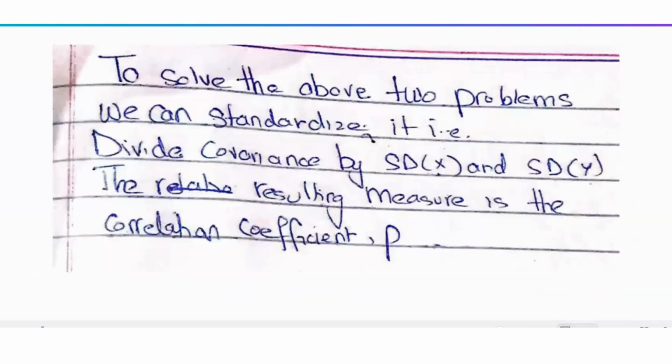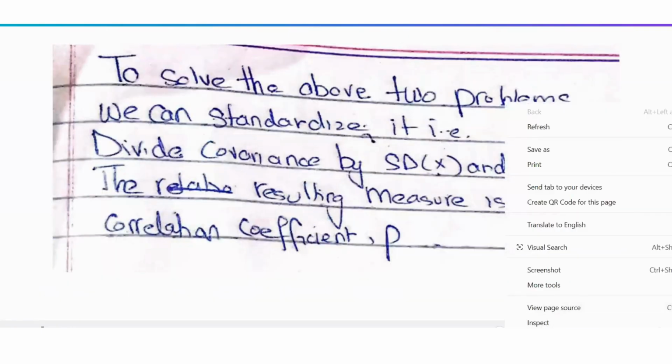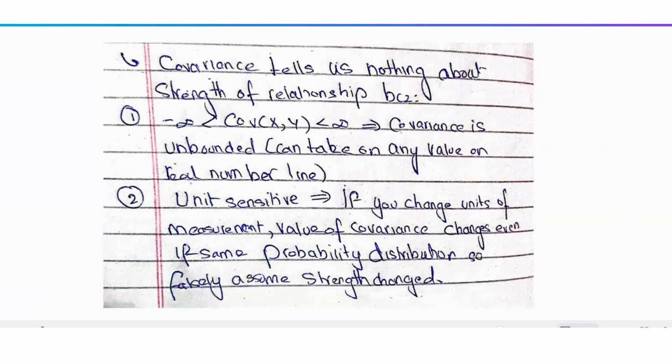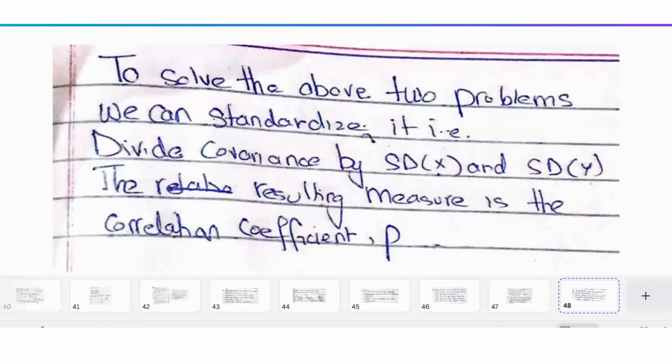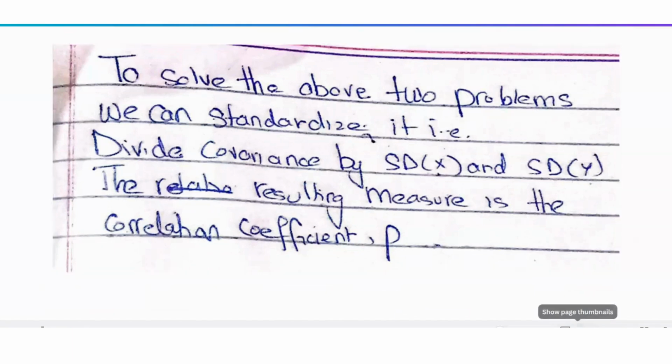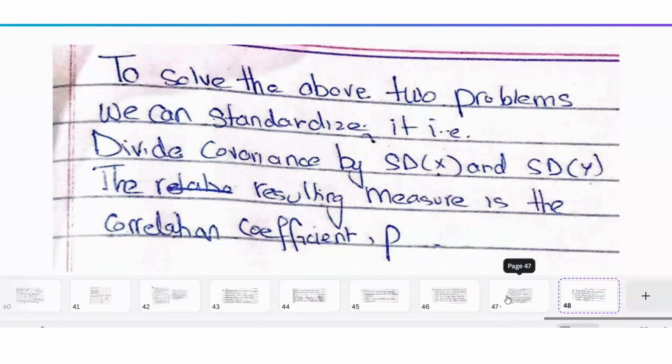To solve the above two problems, that covariance is unbounded and unit sensitive, because of which we cannot use covariance to measure the strength of linear relationship between the two variables, we can standardize it. We divide covariance by the standard deviation of X and the standard deviation of Y, and the resulting measure is the correlation coefficient. More on this in a bit.